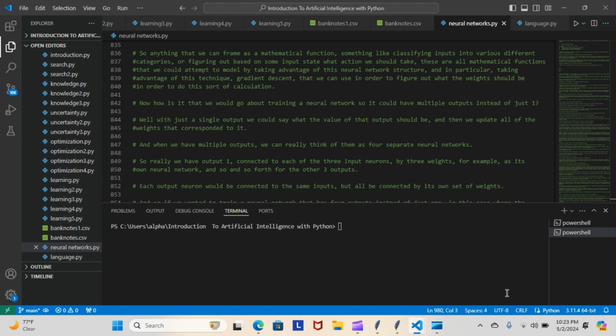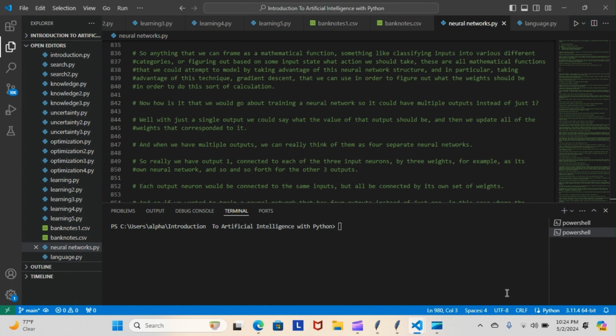Anything that we can frame as a mathematical function, something like classifying inputs into various different categories, or figuring out based on some input state what action we should take, these are all mathematical functions that we could attempt to model by taking advantage of this neural network structure, and in particular, this technique, gradient descent, that we can use in order to figure out what the weights should be in order to do this sort of calculation. Now, how is it that we would go about training a neural network so it can have multiple outputs instead of just one?